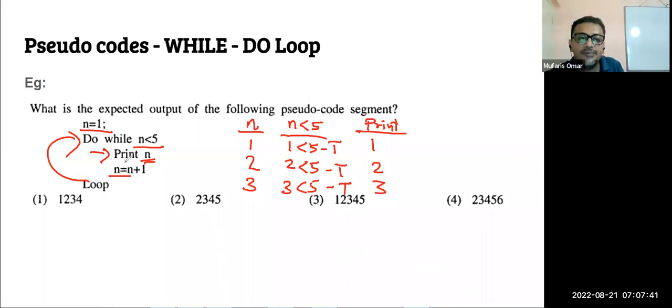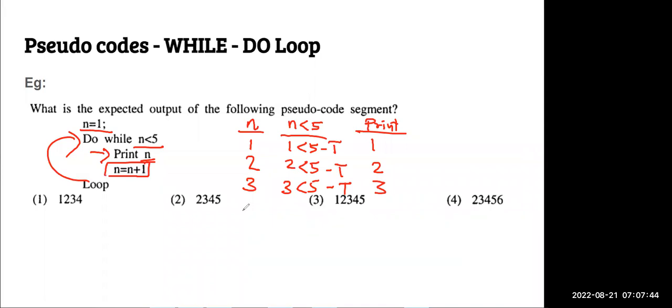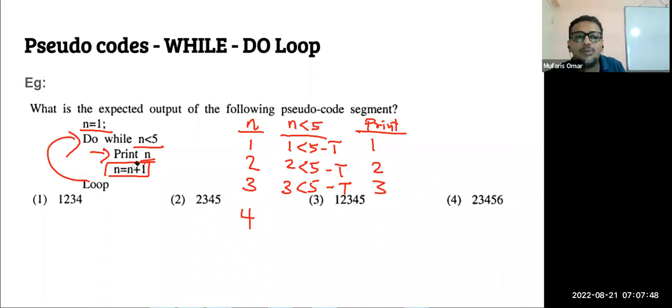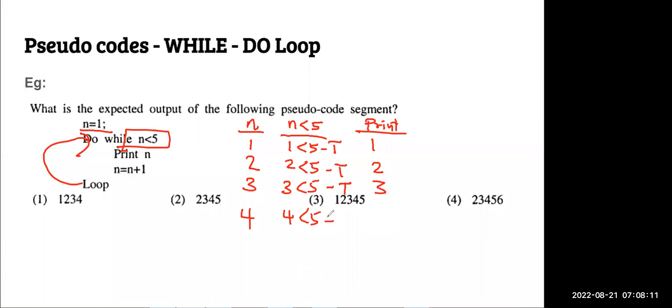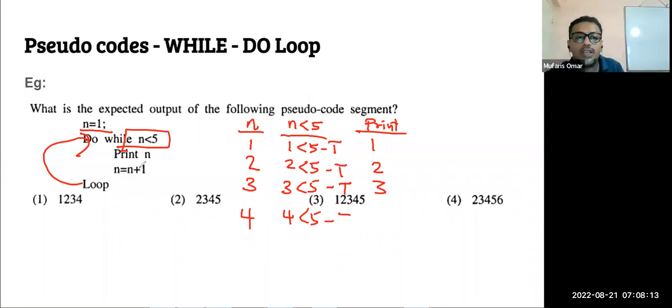Now, what is the next step, Raisa? What happened to the n? 3 plus 1. Very good. 3 plus 1, 4. Now, again, the program. So it's a loop. As long as the condition is true, the loop will work. So again, the program will come here and check the condition. N less than 5. So n is 4, less than 5. Is this true or false? The condition? True. That is true, right? The condition is true. Now what happens?